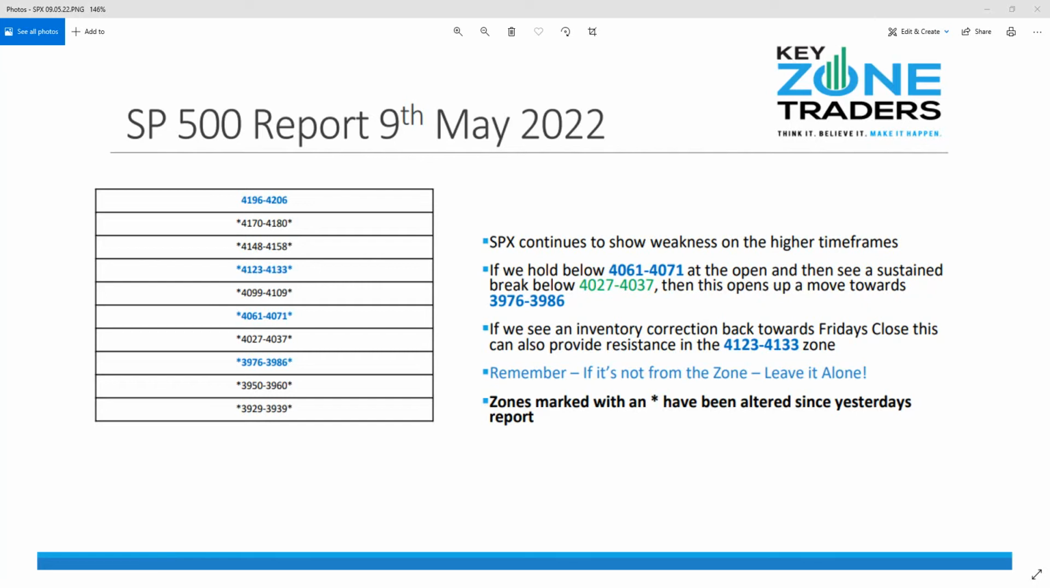So starting with the S&P, we said that the SPX continues to show weakness on the higher time frames. If we held below 4061 to 4071 at the open and saw a sustained break below 4027 to 4037, then this opened up a move towards 3976 to 3986. So let's go and have a look at the S&P yesterday.